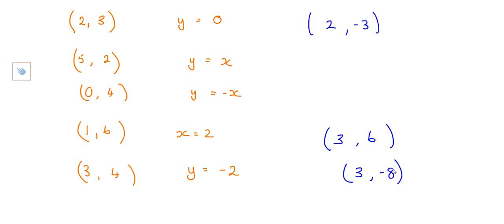negative 8. Cool. What did you notice about a reflection in y equals x? They swap. So it becomes 2, 5. What do you notice about y equals minus x? They swap and become negative. So is it negative 4, 0? Yes. Okay. So there's a few things to notice there about points that might help you.